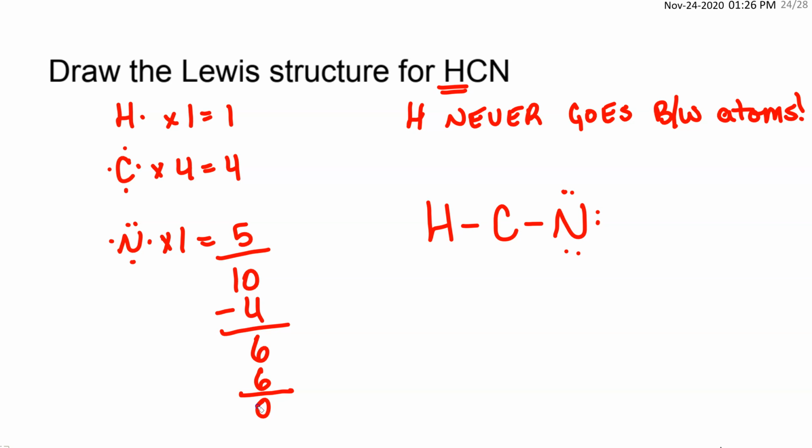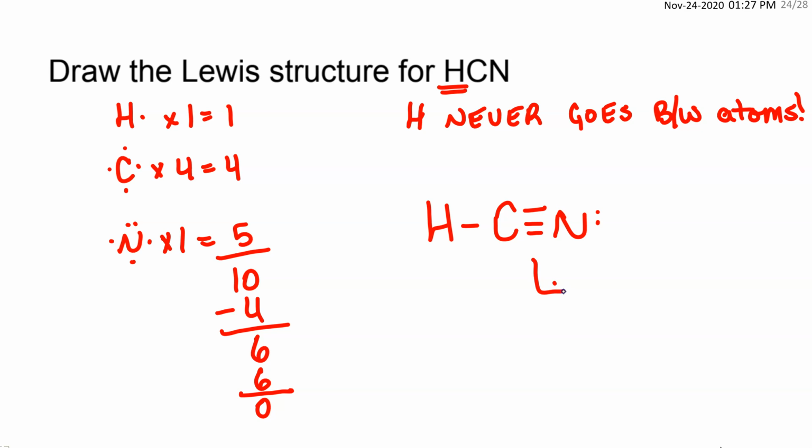Now, if you think back to carbon dioxide, when our center atom didn't have an octet, we reached over to the nearest element and grabbed a lone pair to form a multiple bond. So now we have a double bond. But carbon still doesn't have an octet. I don't have any valence electrons left over. So carbon is going to reach over to nitrogen and grab another one to form a triple bond.